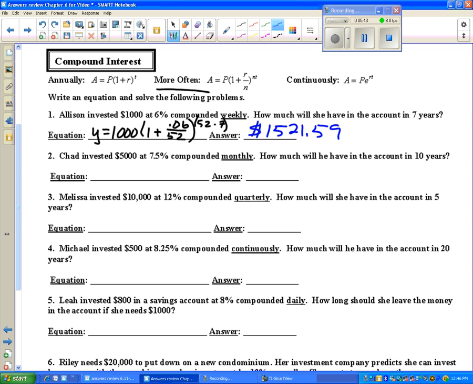$1,521.59. Number 2, Chad invested $5,000 at 7% compounded monthly. How much will he have in the account in 10 years? So again, my initial amount is $5,000. 1 plus my rate, 0.07, that's 7% as a decimal. Compounded monthly is 12 months, to the 12 times 10, since it's over 10 years.